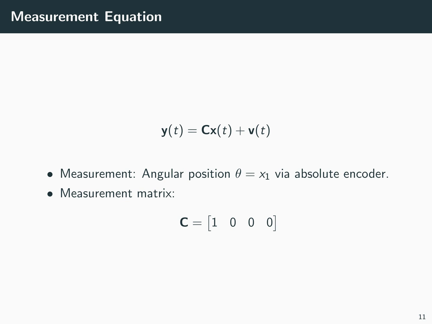It states that the measurable output y equals the measurement matrix C times the state vector x, plus the measurement noise v. In our case, we assume that we can measure the angular position theta directly using an absolute encoder. This results in a measurement matrix C that selects the first state variable from the state vector.